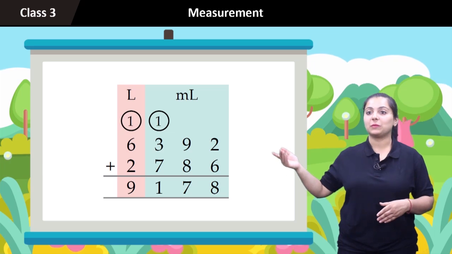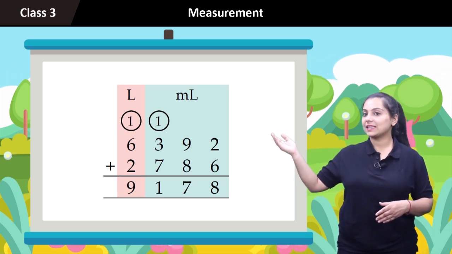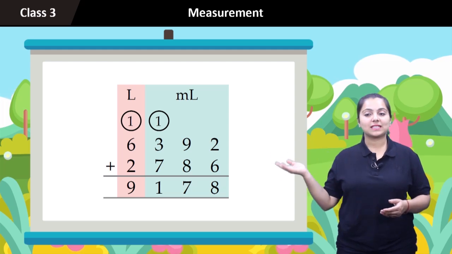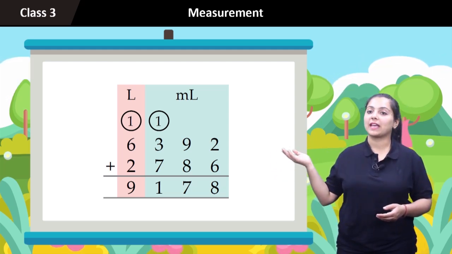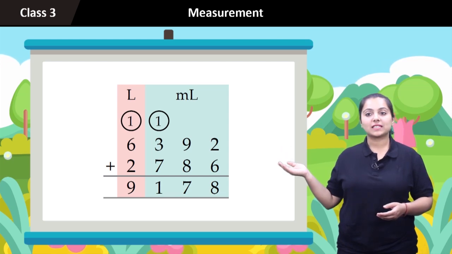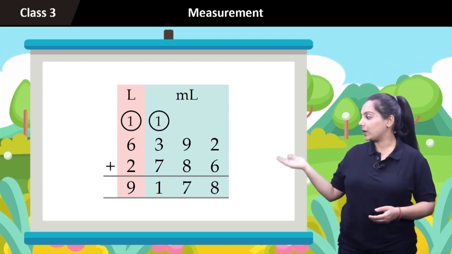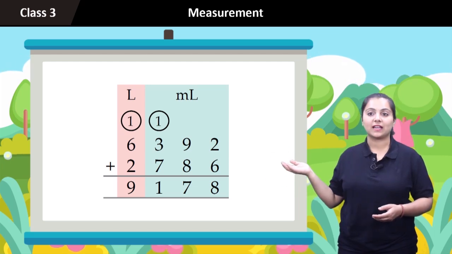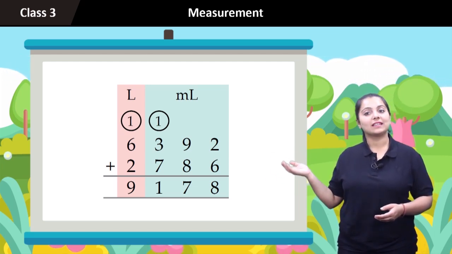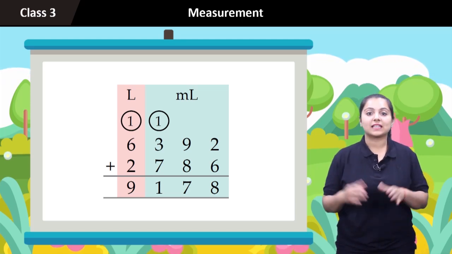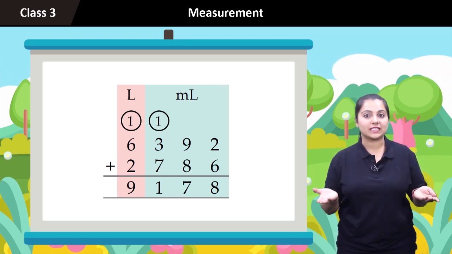First of all we'll put them in columns, liter and milliliters. 6 plus 2 is 8. 9 plus 8, 17. 7 will be written down, 1 will be carried over. 3 plus 7 is 10. 10 plus 1 is 11. 1 will be written down and 1 will be carried over. 6 plus 2, 8. 8 plus 1, 9. Thus, the capacity of the container is 9 liter 178 milliliter.